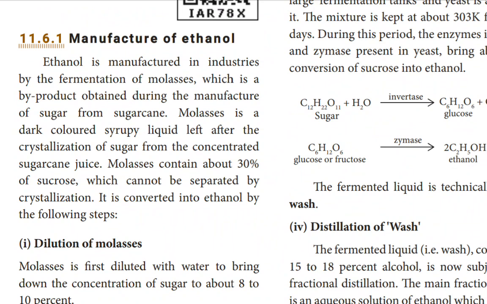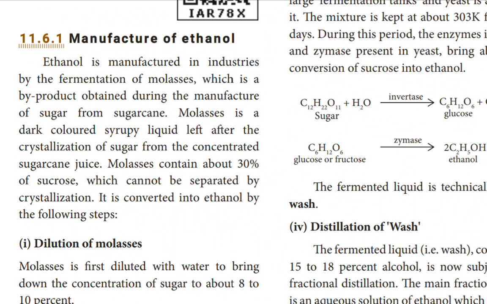So 2 things you have to understand and underline. The basic principle is fermentation, and the raw material is sugar molasses. So you have to know what is called fermentation. This is the basic principle applied in the manufacture of ethanol. What is called fermentation? Fermentation is a simple one, easily you can understand. It is nothing but converting a complex organic molecule into a simpler molecule by the action of enzyme.